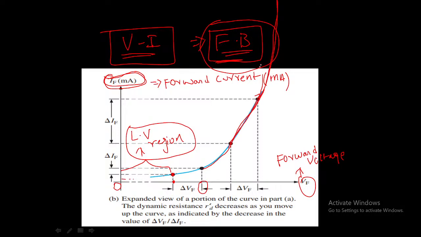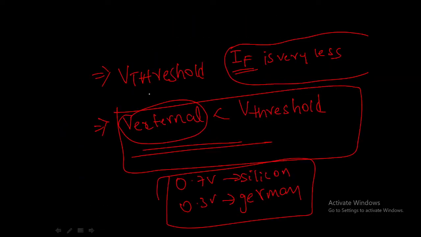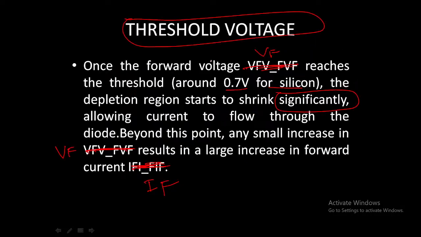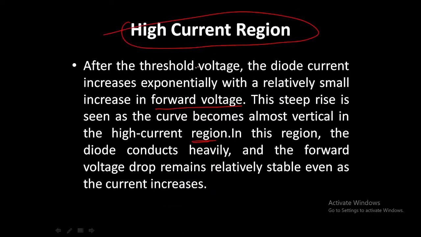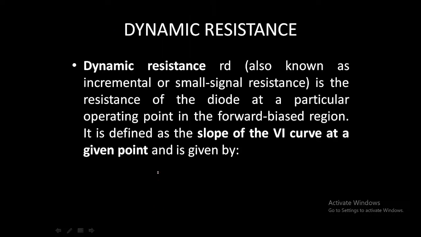So it will reach a steep. Even if there is a small increase, 0.2 or 0.3 volts, there will be a huge increase in the value of the forward current flowing through the diode. This is after passing the threshold voltage. That is what is called the high current region. Now, this is about the VI characteristics of a forward bias diode.